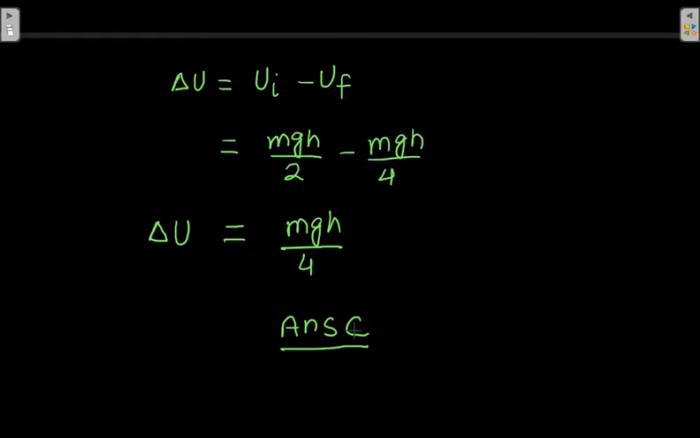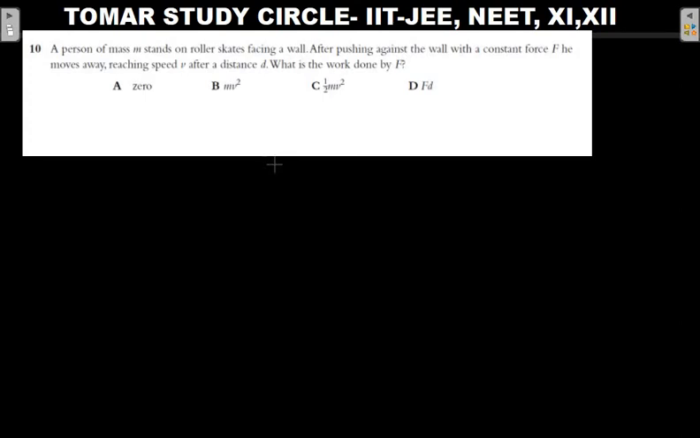Okay. Now we go to the next question. The next question is the last question of this video or this chapter. In question number 10, a person of mass m stands on roller skates facing a wall. After pushing against the wall with a constant force F, he moves away, reaching speed v after a distance d. What is the work done by the force F?